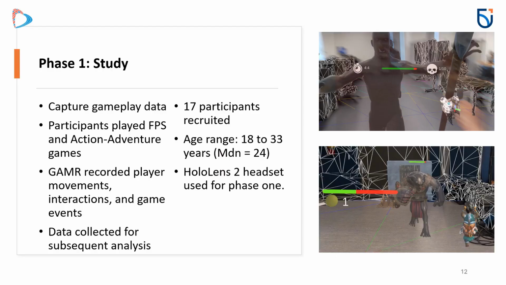To evaluate our tool, due to the lack of access to open-source mixed reality game projects, we developed two games with different genres, an action-adventure and an FPS game. In the first phase of the evaluation, we integrated the developed games with the Gamer analytic tool to collect gameplay data. Participants played both games while Gamer recorded the player movements, interactions, and game events. This phase involved 17 participants, aged 18 to 33, providing crucial data for the next stage of our study.